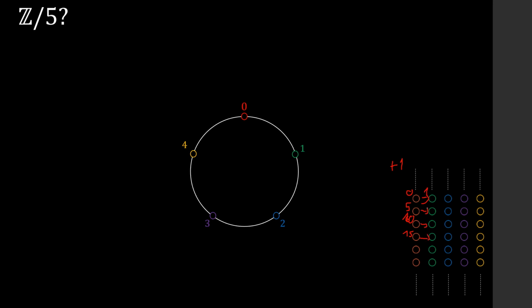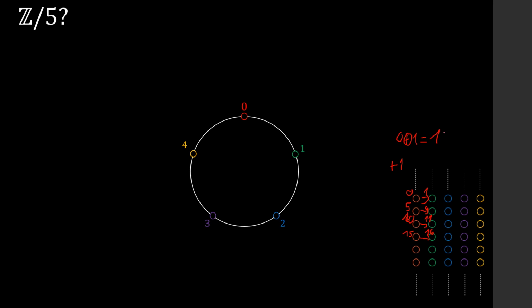So 0 goes to 1, and 5 goes to 6, 10 goes to 11, 15 goes to 16, and so on. And so what this tells us is that adding 1 to each of the elements in this equivalence class gives me each of the elements in the next equivalence class, that 0 plus 1 is equal to 1. Okay? But note that this addition here is not integer addition. This is really addition in our new number system of 5 elements. Okay? So that's to be expected, right?